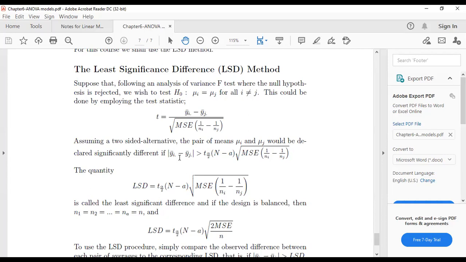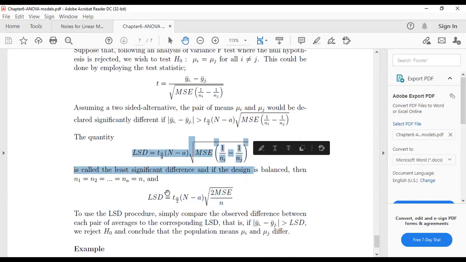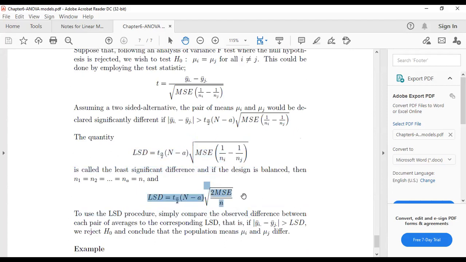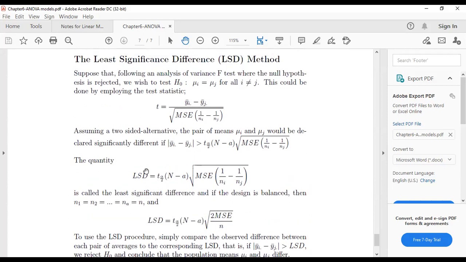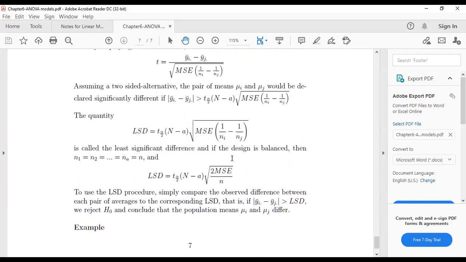If the design is balanced, then we apply this formula below. So this is for unbalanced, right? And this is for balanced, because for balanced we've got the same number of observations. But for unbalanced, the number of observations will be different.